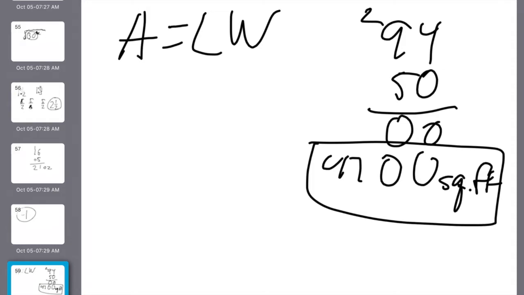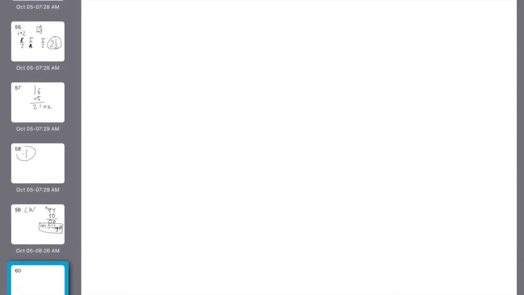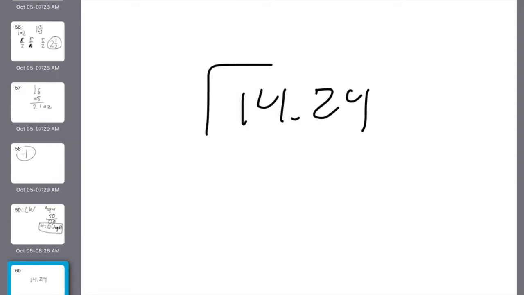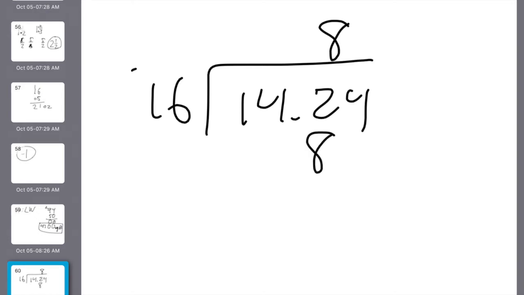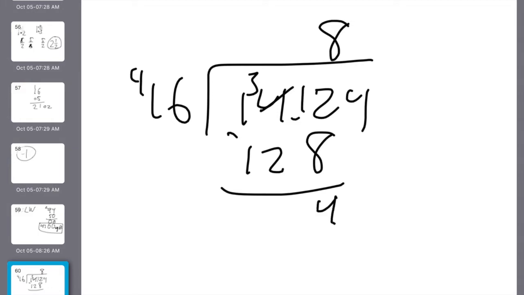Number 4, a 16-pound turkey costs $14.24. What's the price per pound? So I have a total cost, and I need to divide it by the 16 total pounds that the turkey weighed. So I take 16 into 142. That goes in there 8 times. 8 times 6 is 48. Carry the 4. 8 times 1 is 8 plus 4 is 12. I do the subtraction. Cross out the 4, make it a 3. Subtract, get a 4. Subtract, get a 1. Bring down a 4 here.